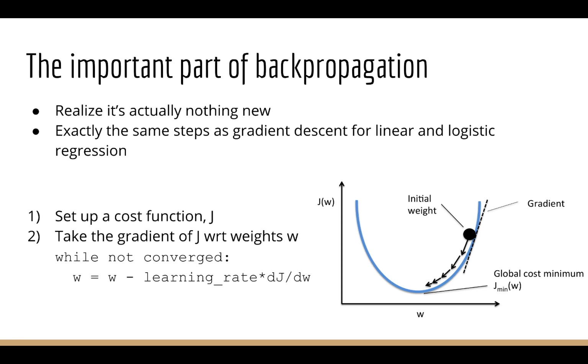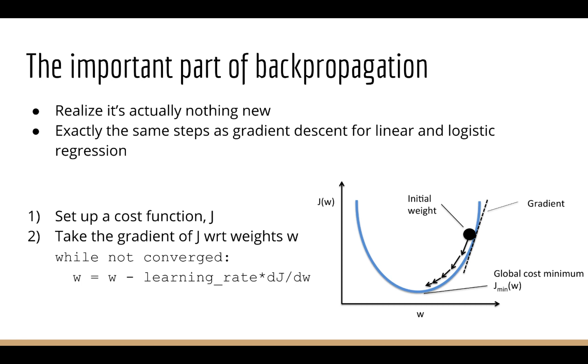Okay, so what is the important thing that you have to keep in mind for backpropagation? Well, it's that it's actually nothing new. If you've done gradient descent with logistic regression or linear regression, the steps are exactly the same. That may be surprising, but it's true. Let me explain what these steps are. Number 1, we're going to set up a cost function. In particular, this is going to be a cost function that's appropriate for multi-class predictions, which is what we're looking at in this class. Let's call that J.